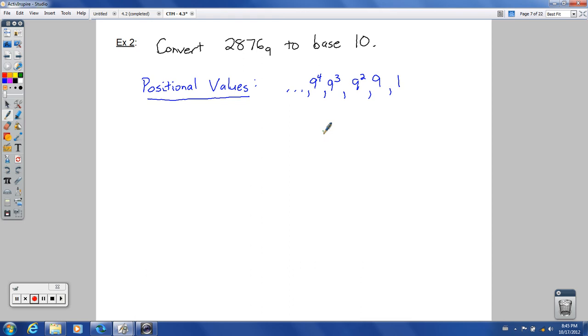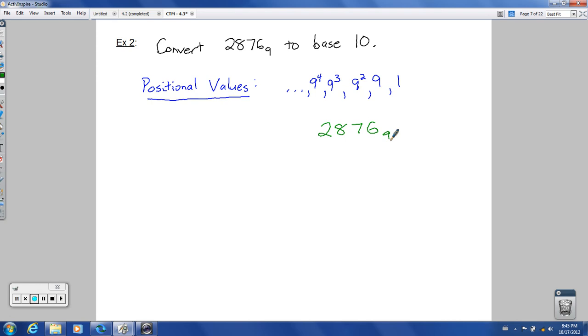2876 in base 9. What's matching up with what here? Well, this 1 is matching up with the 6 right here. I'll use yellow for this: this 9 is matching up with the 7 right here. And the 9 squared, this third place value, matches up with this third place value there. And 9 to the 3rd is matching up with that place value right there.